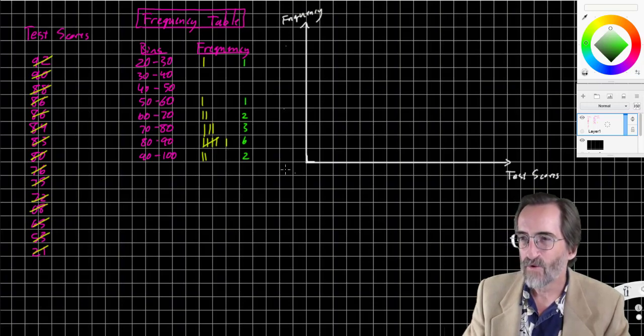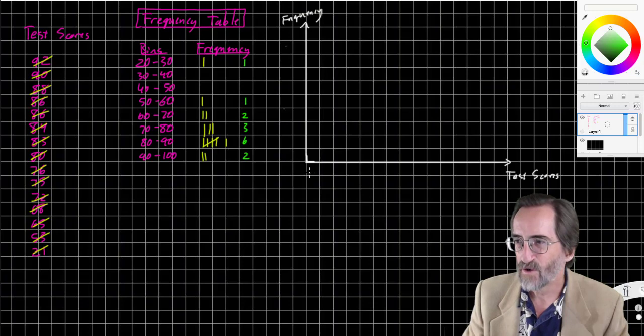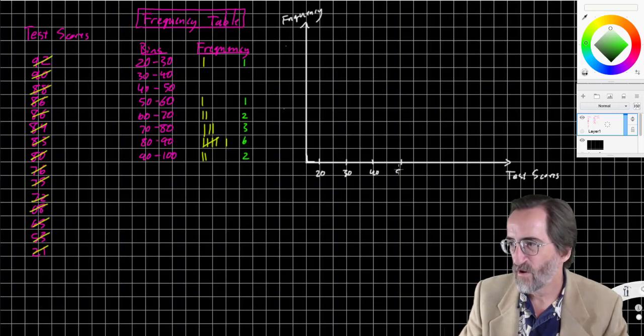Okay, and we're going to put our category labels as our scale, but our scale needs to be marked off evenly. So I'm going to start at 20. We're going to go to 30, 40, 50, 60, 70, and I'm going to run out of room. 80. That's okay, I have an eraser.